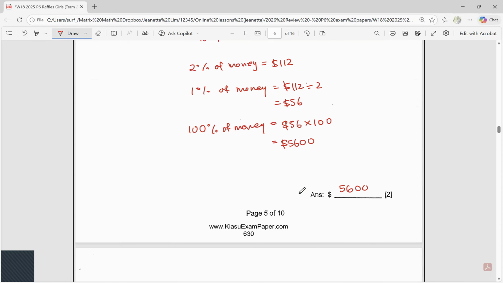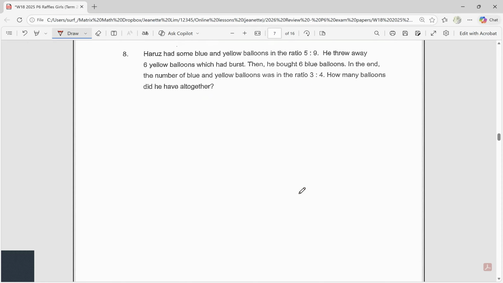All right, question 8. Harus had some blue and yellow balloons in a ratio 5 to 9. He threw away 6 yellow balloons which had burst. Then he bought 6 blue balloons. In the end, the number of blue and yellow was in a ratio 3 to 4. How many balloons did he have altogether?